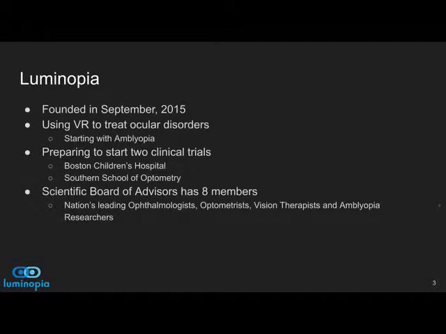At our current stage, we've developed several prototypes, and we are preparing to start 2 clinical trials, one at the Boston Children's Hospital and the other at the Southern School of Optometry. We have a scientific board of advisors composed of 8 members, made up of some of the nation's leading ophthalmologists, optometrists, vision therapists, and amblyopia researchers. They all have an interest in how we can progress the treatment of eye disorders using virtual reality.